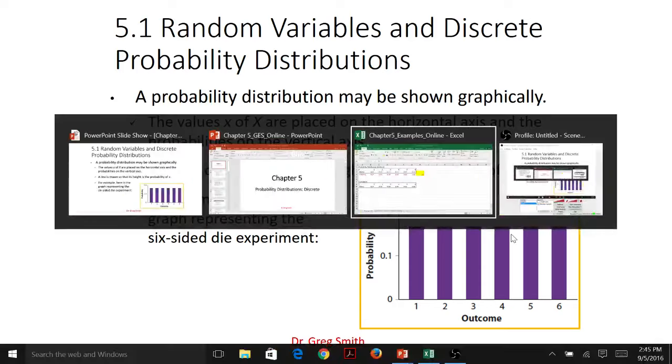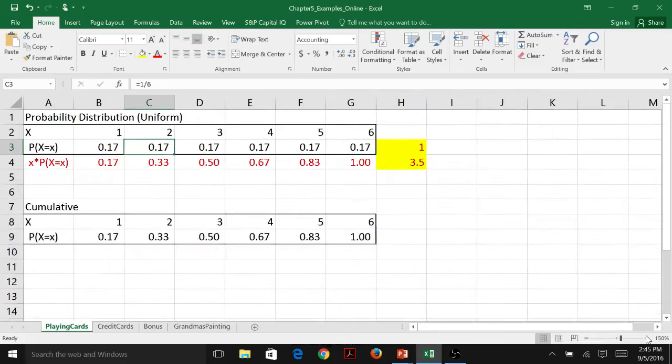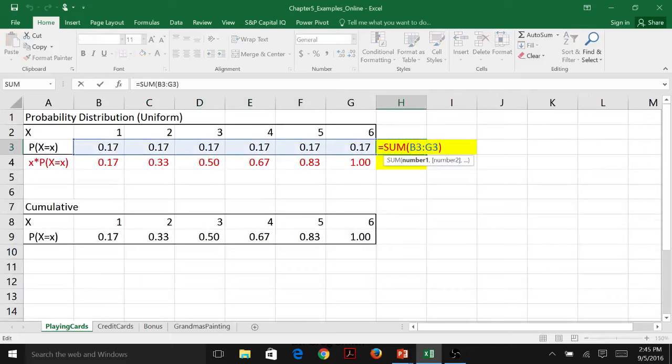Now, I'm going to pull this Excel sheet up for you to show you how this is distributed. Let me blow this up a little bit. Each one has been assigned that particular probability. And to make sure that it is a probability distribution, I'm going to sum them all up, and you should get 1. That's imperative. We must do this.